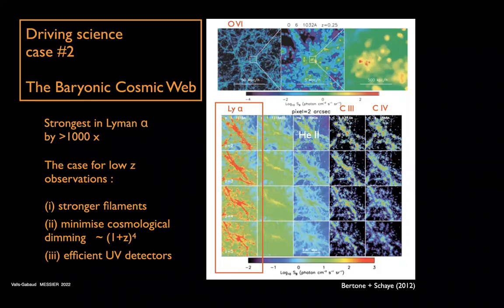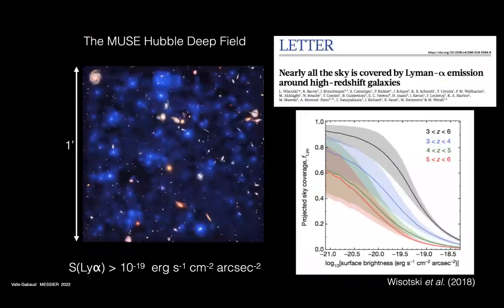This has of course been attempted from the ground, and the state of the art is probably MUSE, reaching something like 10^-19 in these units. They found that at redshift above 3 or so, essentially all galaxies are surrounded by Lyman-alpha halos, but on scales of a few tenths of arcseconds at redshift 3, which is a few dozen kiloparsecs. We want to extend this to 2 orders of magnitude below, and actually detect the connection between the halos and the cosmic web.